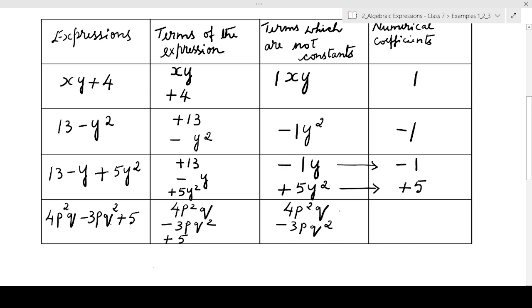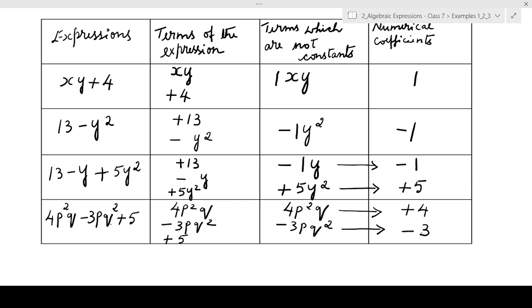Moving ahead, they have asked us to find out the numerical coefficient. So what is the numerical coefficient of 4p square q? It is plus 4. And what is the numerical coefficient of minus 3pq square? It is minus 3.